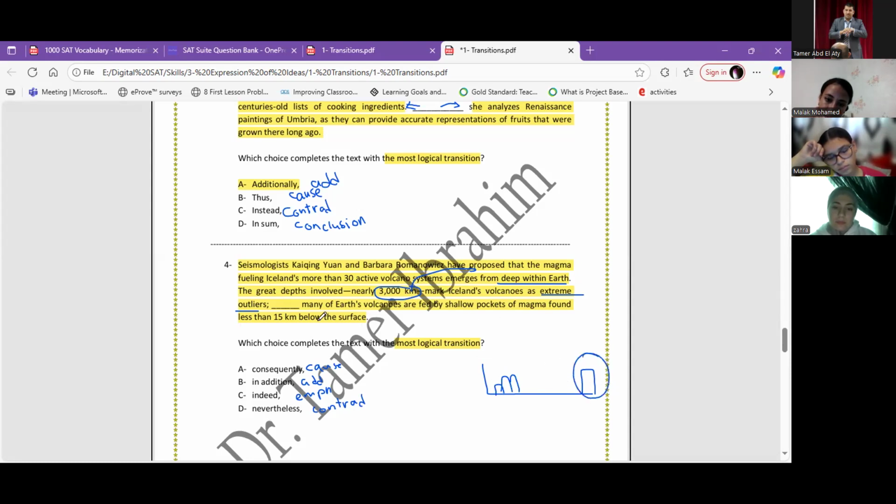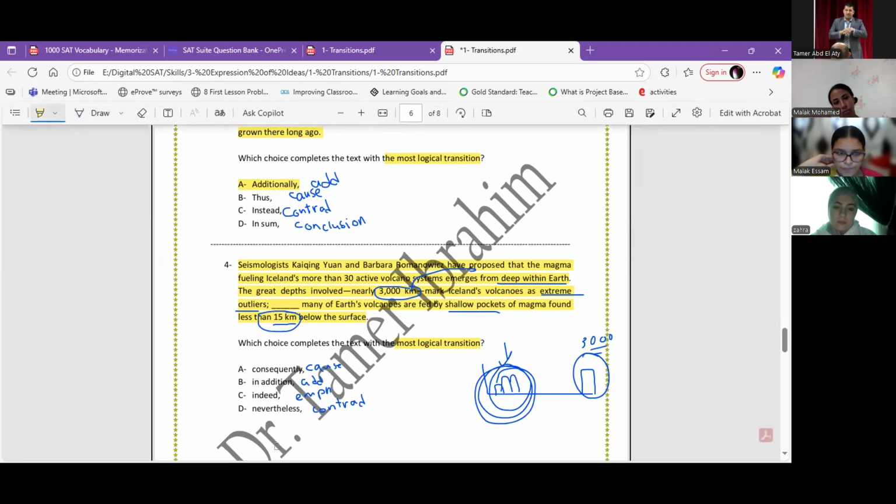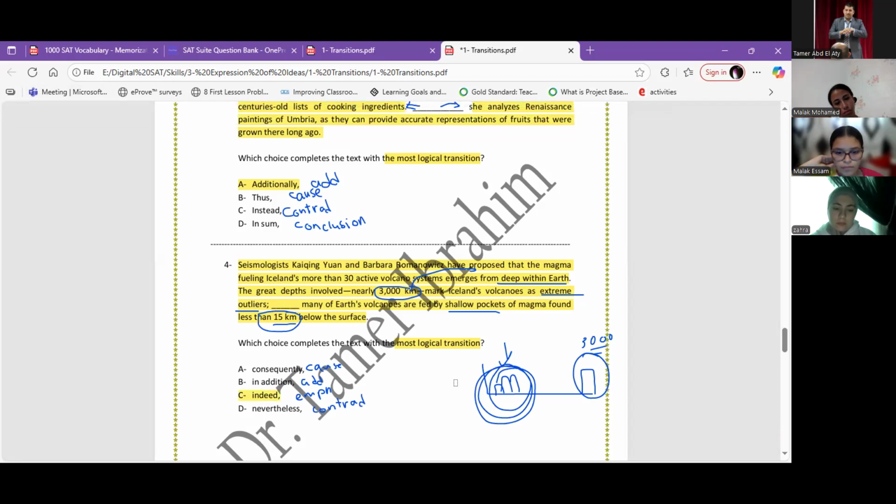Extreme outliers. Many of Earth's volcanoes are fed by shallow pockets of magma found less than 15 kilometers below the surface. I know the first thing that will come to you is contradiction, because here he said 3,000 and here 15, so they seem to contradict each other. But he said here that they are extreme outliers. They are all deep, but this one is deeper, so it's extreme. The rest are deep, but not that deep. It's not 3,000. Because this outlier is out there, and the rest are together. So they are deep, but at that kind of kilometer range. So here he emphasized: indeed. Because this is the outlier, the rest are deep, but only about 15 kilometers.